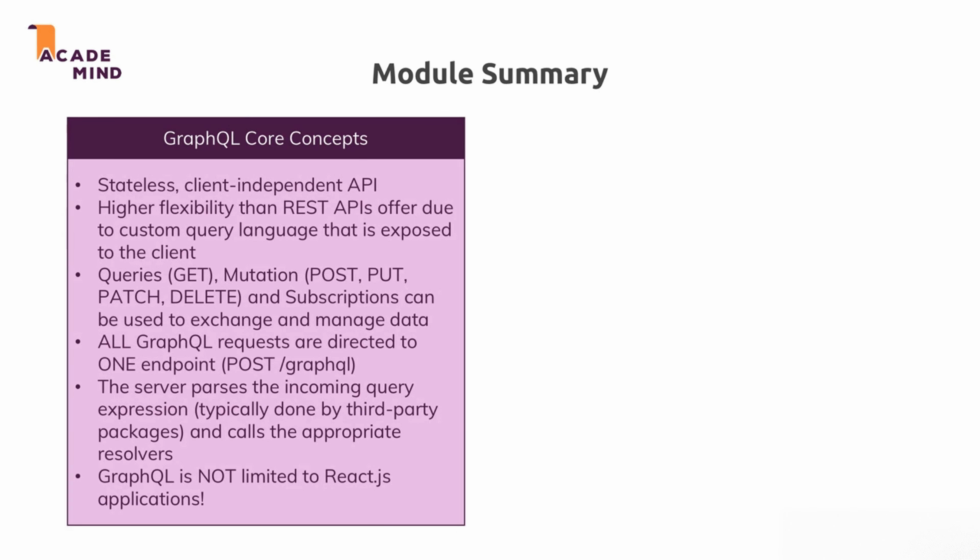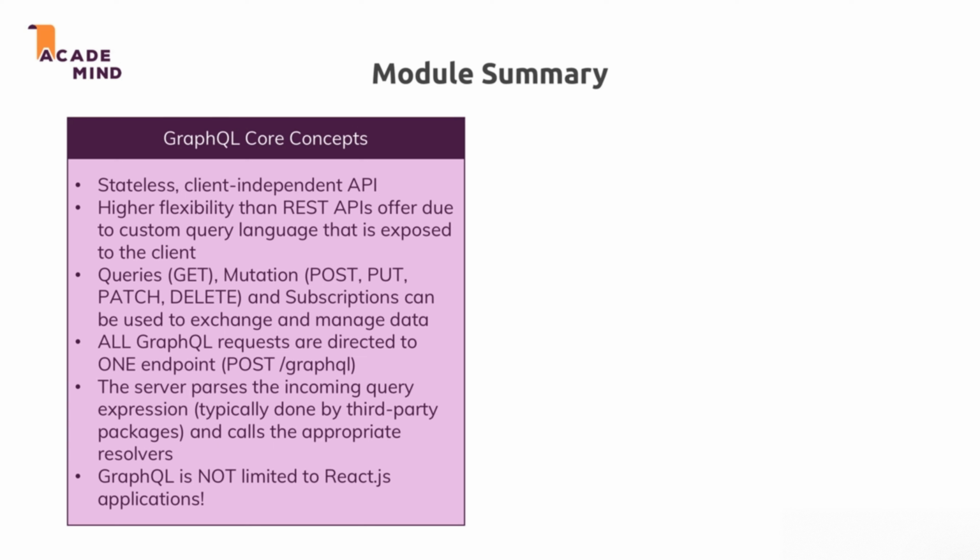You learned that GraphQL allows you, or is a technique to build a stateless client-independent API, just as we did it with the REST API, but that it offers a higher flexibility than REST APIs typically do, because you expose a custom query language to your client. A GraphQL API is made up of queries, which you would compare to your GET requests in REST APIs, mutations, that would be your post, put, patch, and delete requests in REST APIs, and possibly also subscriptions, something I didn't cover in this module. You use these constructs to exchange data and to manage data.